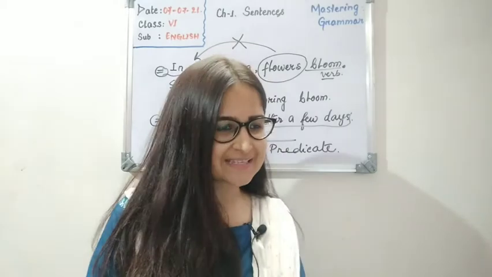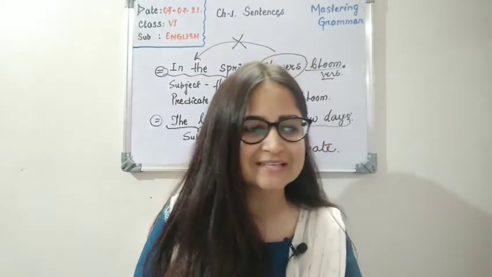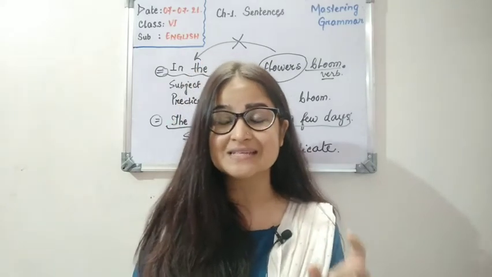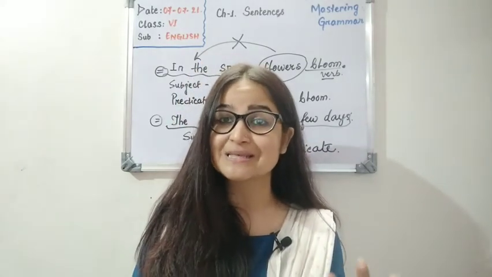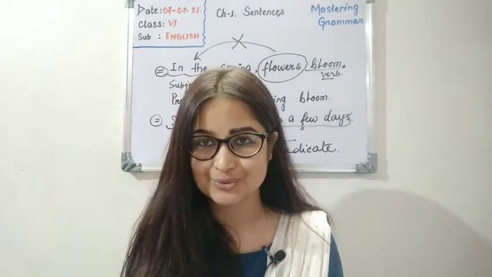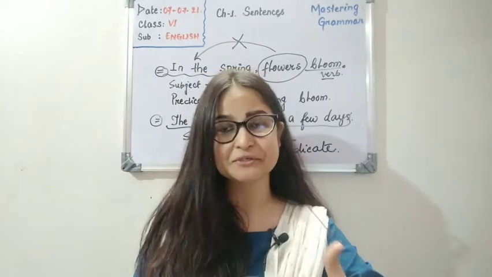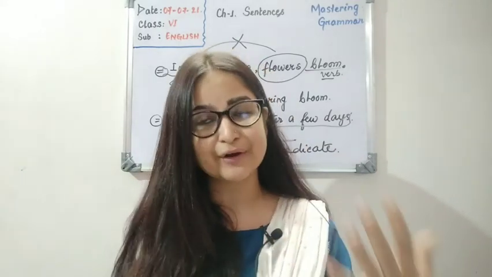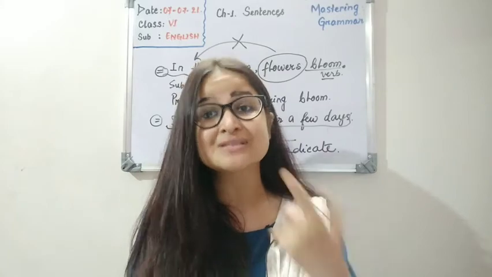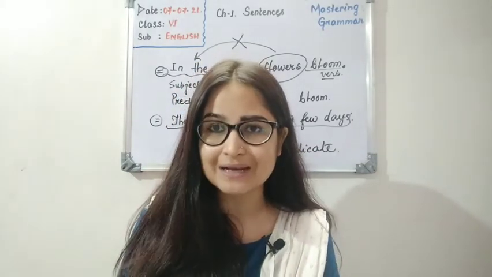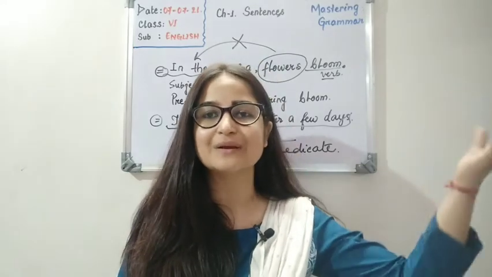Now moving to the next one. In an imperative sentence, the subject is always you. I told you this, that in an imperative sentence, the subject is always implied. That means it is always you, because we are talking to the person who is right in front of us. That means we are referring to the second person, which is you. Okay, so if I tell you, come in, obviously I'm telling you, right? I'm not telling someone else to come in.